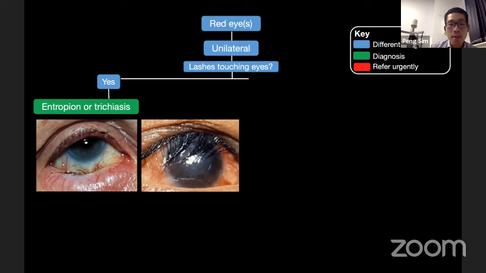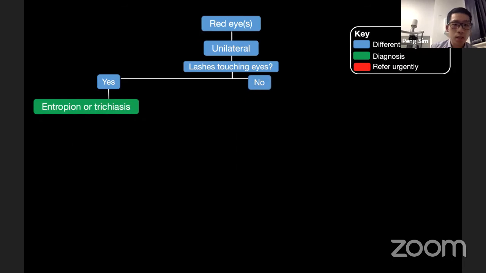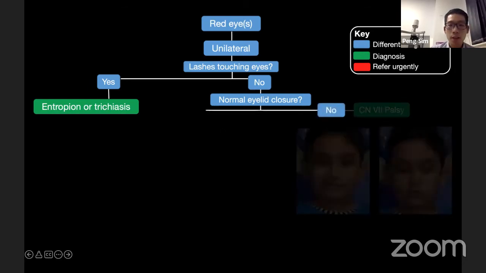If you're happy that there are no lashes touching the eyes, then the next question to ask is whether or not there's normal eyelid closure. Can anyone think of any condition where the eyelids might not be able to close fully? I'll give you a hint. It affects one of the cranial nerves. Yes, perfect, it will be Bell's palsy. Very good, Dean.